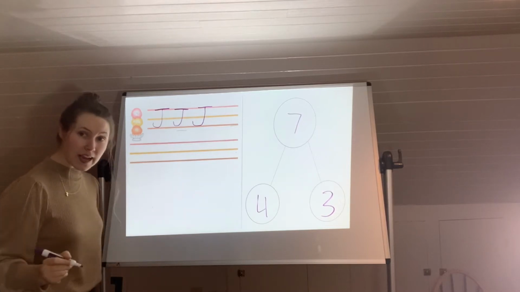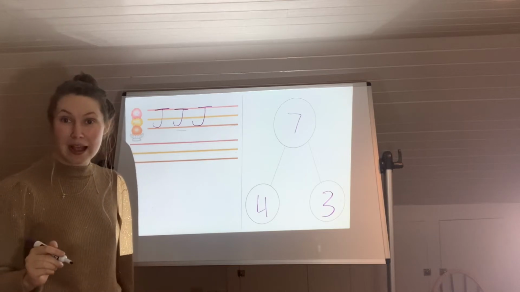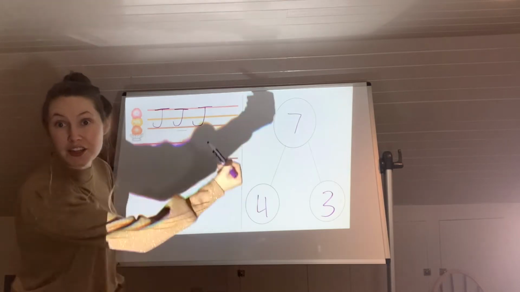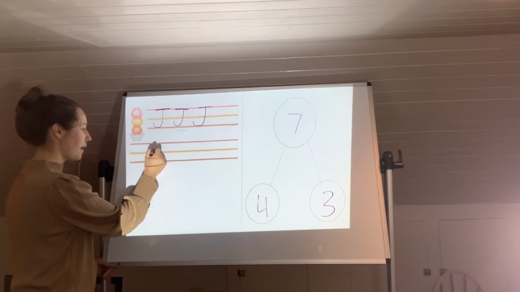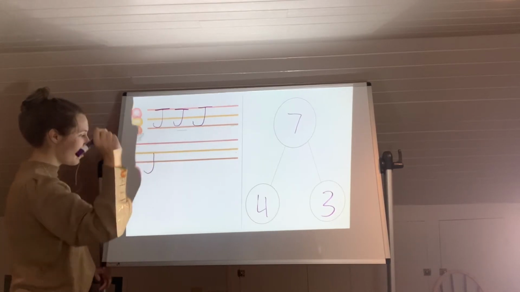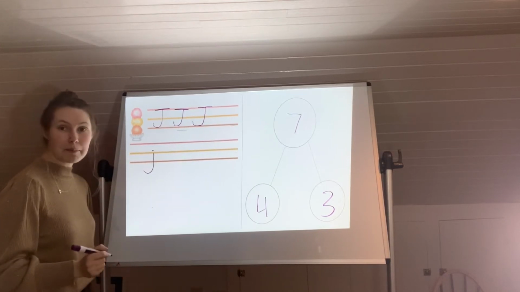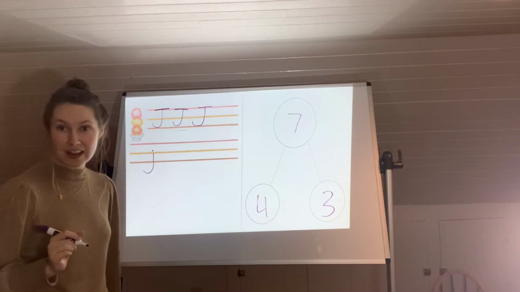Now let's try lowercase j. To make lowercase j, I'm going to start at my vanilla line, and I'm going to do the same thing, but my curve is going to go under the chocolate line. So I start at the vanilla line, go straight down, and then curve underneath my chocolate line. And then I put a little dot at the top, just like we do for letter I.